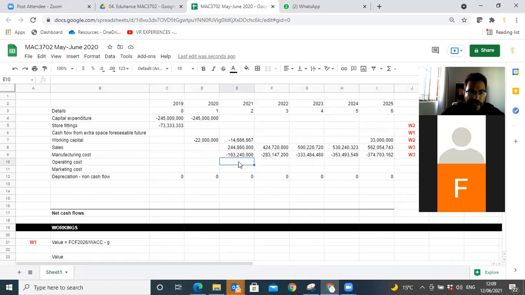Operating costs, 30 million. So it's a cost, so it's negative 30 million. You don't have to tell them it's given. They will know it is given.